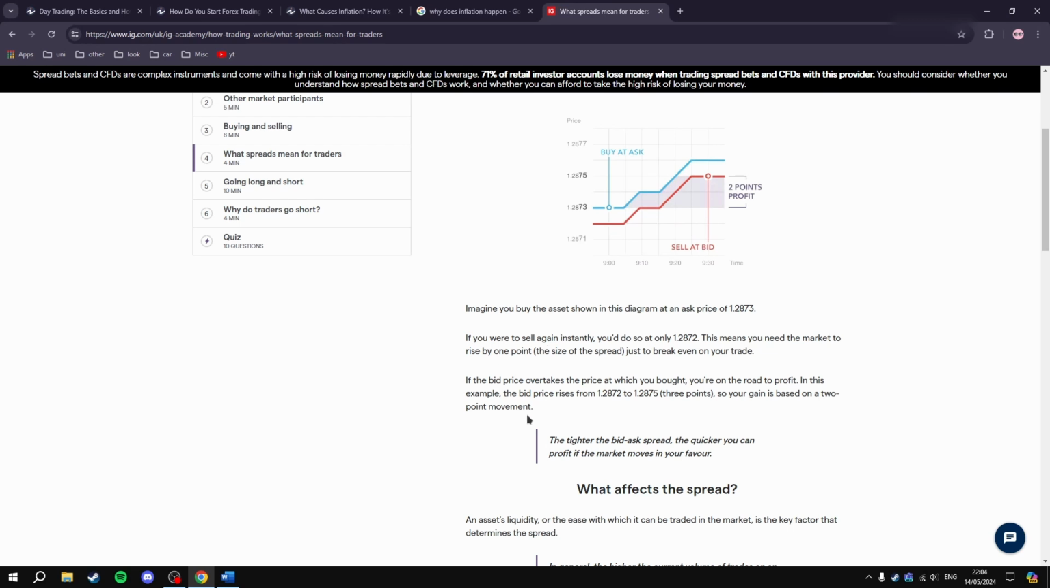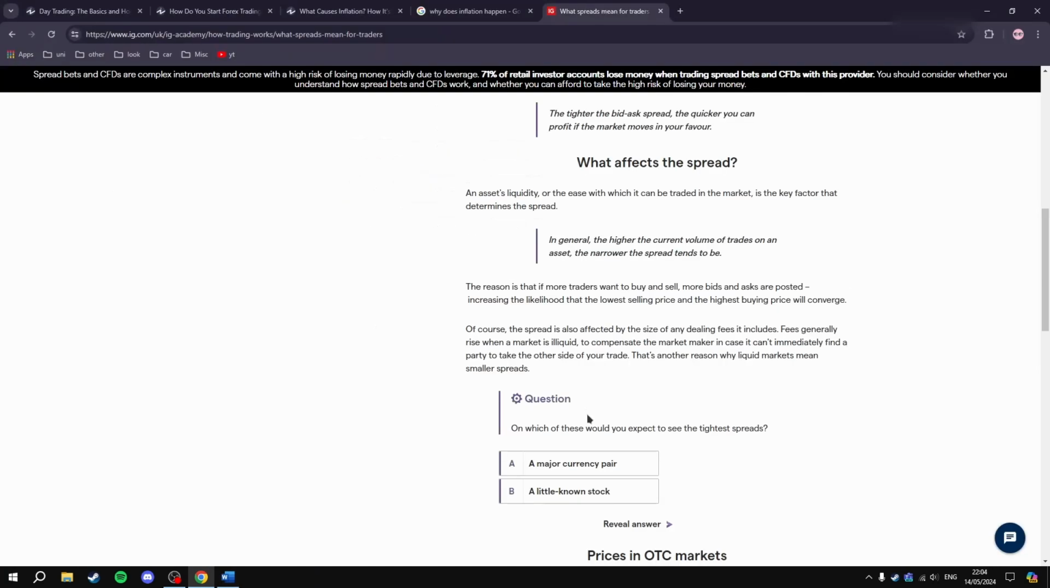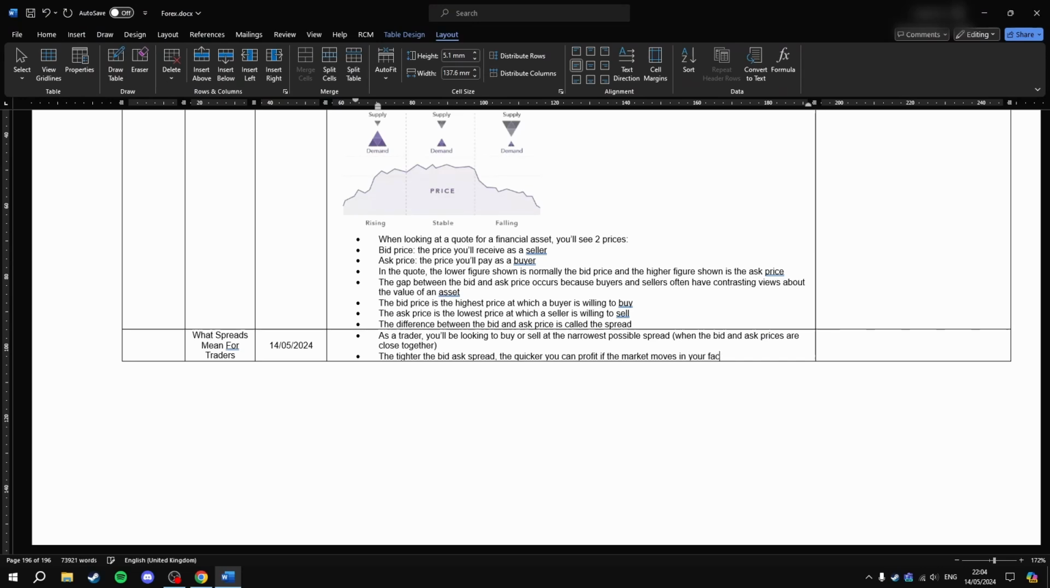The tighter the bid-ask spread, the quicker you can profit if the market moves in your favour. There we go.